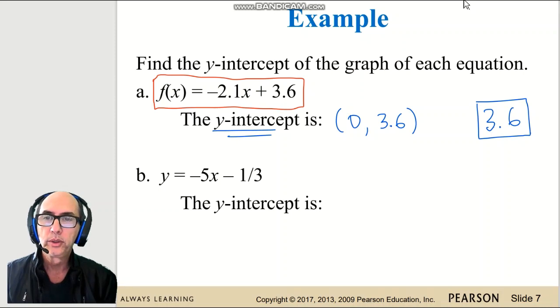Letter B, y equals negative 5x minus 1/3. What's the y-intercept? Yes, the y-intercept is negative 1/3.